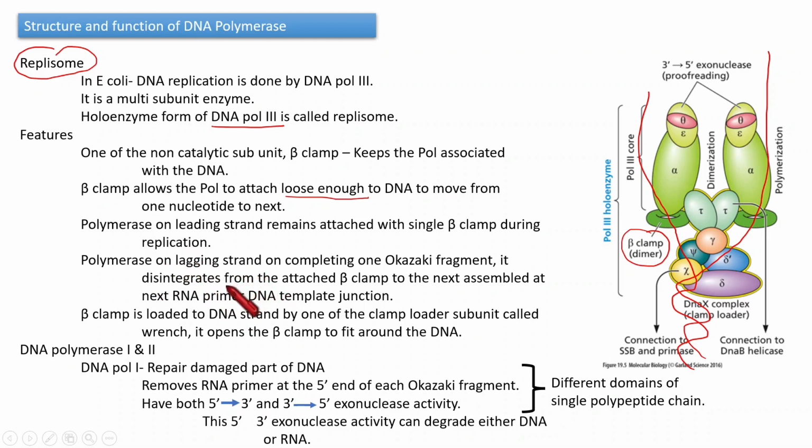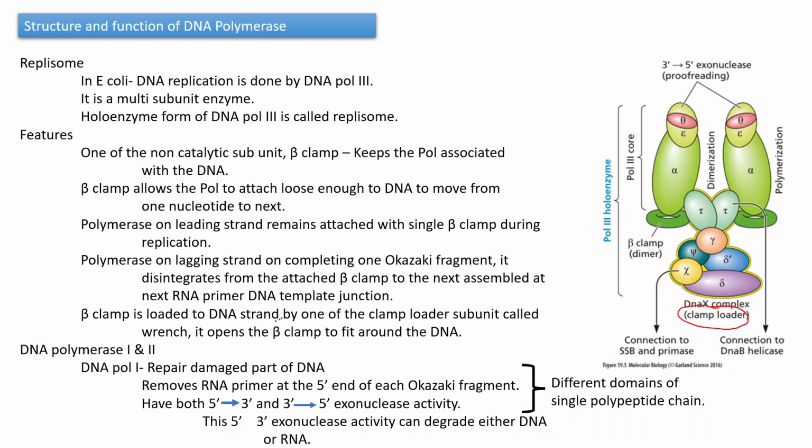Okay, then another non-catalytic subunit that is present in the DNA polymerase 3 is the clamp loader. Its name is clamp loader, and it has a specific name also, that is gamma complex. Its significance is that it is responsible for loading the beta clamp onto the DNA in the form of a ring and allowing it to fit around the DNA.